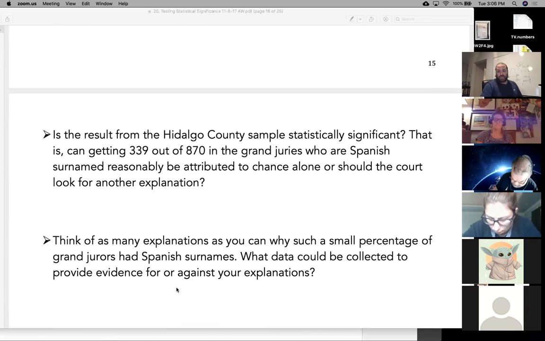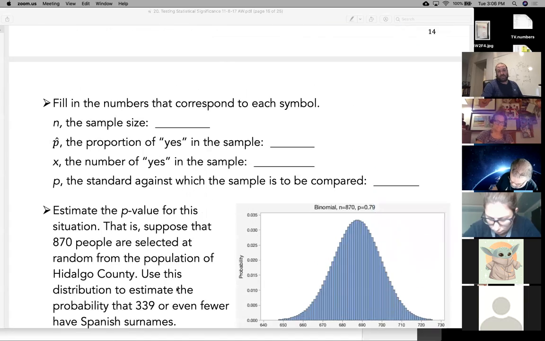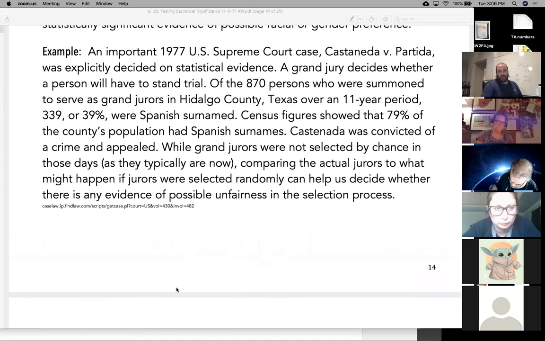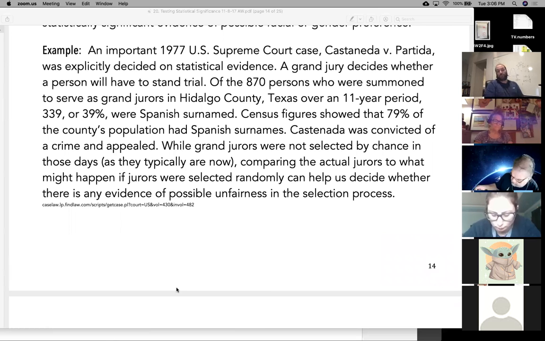So he won his case. That's what they're saying here. You can actually look it up probably. He went to the US Supreme Court. He said, listen, I was treated unfairly. The chances of me getting a juror like that was so small that it could not have happened by chance alone. And he won his case.